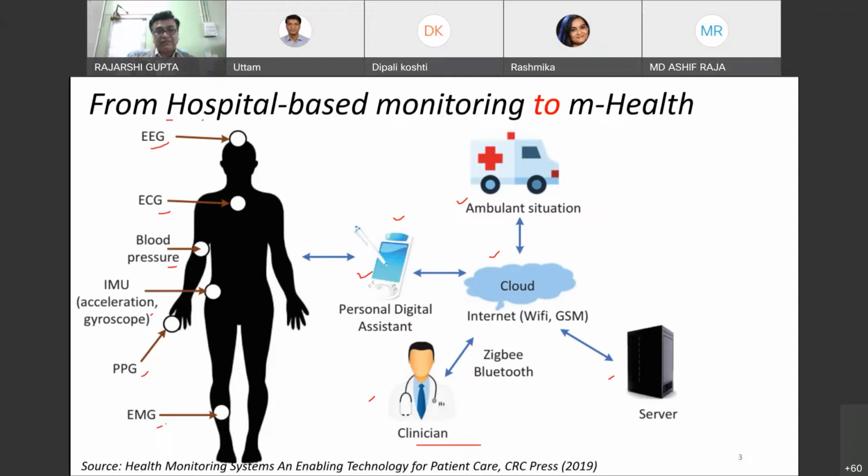So 30 or 40 years back, the system was hospital-based monitoring. At that time, a patient or a person had to be admitted in a hospital for monitoring. Now it is possible, with the help of information and communication technology, to monitor a patient remotely.